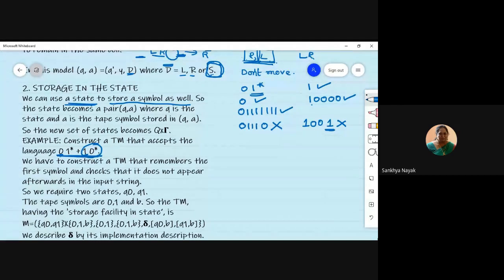Okay, so we have to construct a Turing machine which will remember what I have seen. That is, if I've seen 0, if I've seen a blank, if I've seen a 1, it's got to remember what we have seen. And then it has to make sure that this symbol does not appear in the input afterwards. So if I've seen 0, I have to make sure that 0 doesn't appear. Similarly, if I have seen 1, I should make sure that 1 will not appear after this. Okay. So how do I do this?